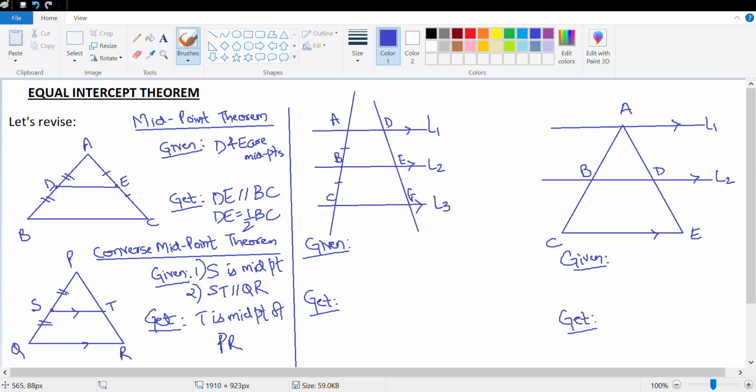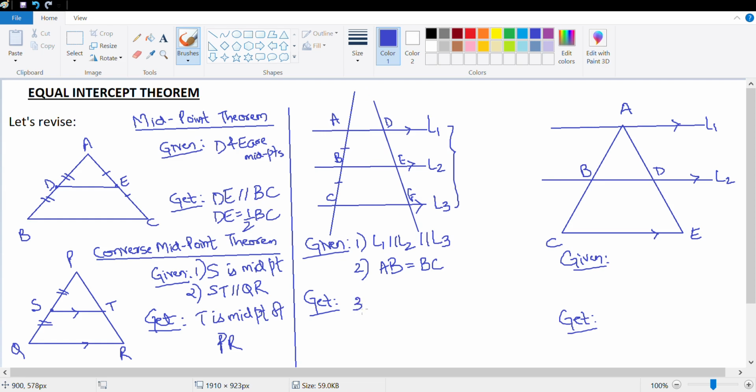So this involves three or more parallel lines. Here we have L1 parallel to L2 parallel to L3. So let's say what is given is line 1 parallel to line 2 parallel to line 3. And what is given is the transversal AC is making equal intercepts between these three lines, which means AB is equal to BC. So basically you have three or more parallel lines, and transversal AC is making equal intercepts between these three lines, which is AB and BC are equal.